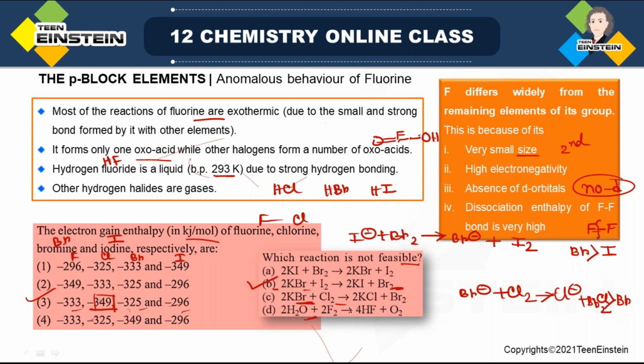And the last reaction, this is not a halide, this is water. That means whether fluorine can oxidize water or not. But fluorine can oxidize water, that we have seen already. So fluorine is converted to F minus and oxygen, here having oxidation state -2, now is having oxidation state 0. So this reaction is also feasible. Only the reaction in second option is not possible. So that is why this is the correct option.